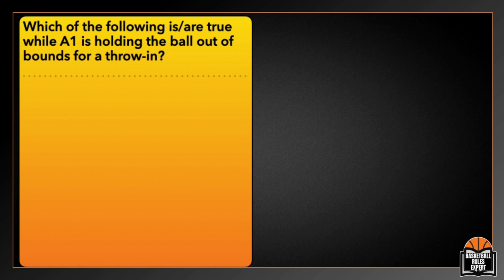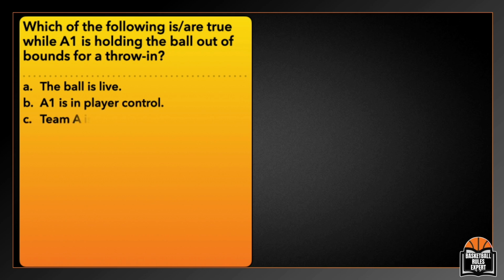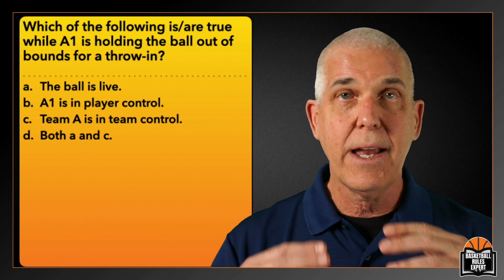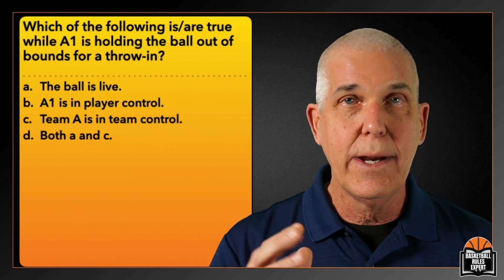Which of the following are true while A1 is holding the ball out of bounds for a throw-in? A, the ball is live. B, A1 is in player control. C, Team A is in team control. Or D, both A and C. So a player is holding the ball for a throw-in out of bounds.